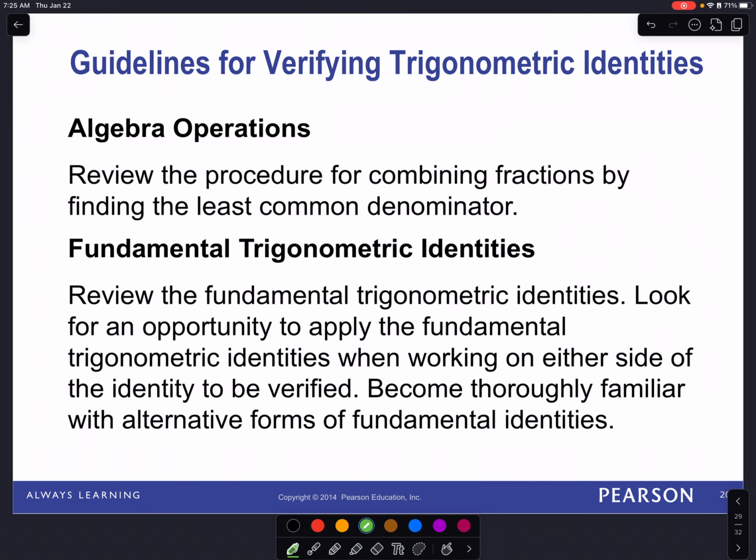Guidelines for verifying trigonometric identities. Algebraic operations: review the procedures for combining fractions by finding the least common denominator. Fundamental trigonometric identities: review the fundamental trigonometric identities. Look for an opportunity to apply the fundamental trigonometric identities when working on either side of the identity to be verified. Become thoroughly familiar with alternative forms of the fundamental identities. Kind of a mouthful.